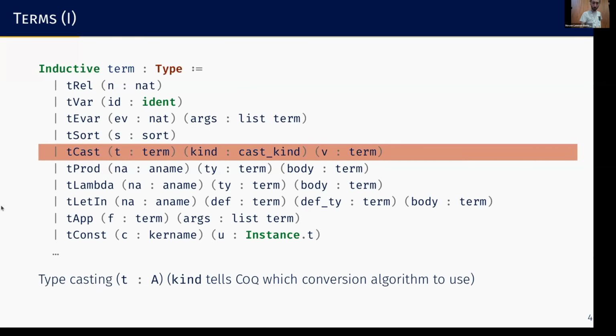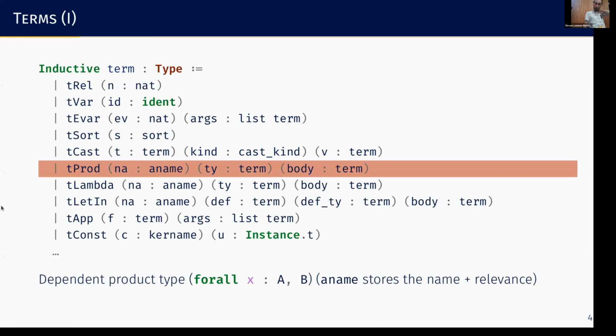Yeah, that's another thing that's in the kernel of Coq. It's not that important. It's just a way to have type annotations on a term. So something like this, saying that T should have type A. And it's just there because it's there in the kernel, but probably not very interesting for you.